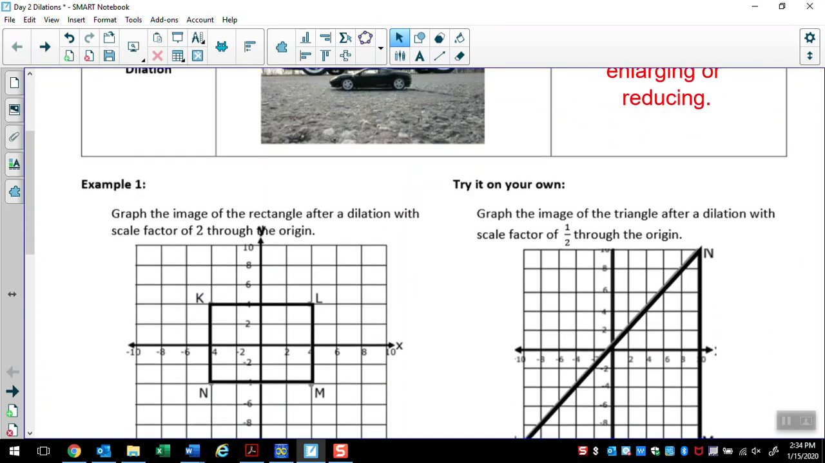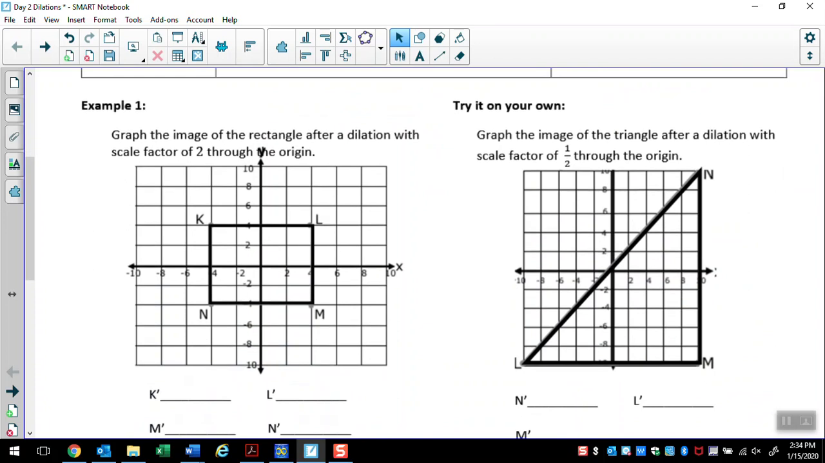All right, let's look at this in terms of graphs. So here we have a pre-image, right? KLMN. So what we want to do is dilate this with a scale factor of 2. Right? So a scale factor of 2. What that means is we're going to take each ordered pair and multiply by 2.